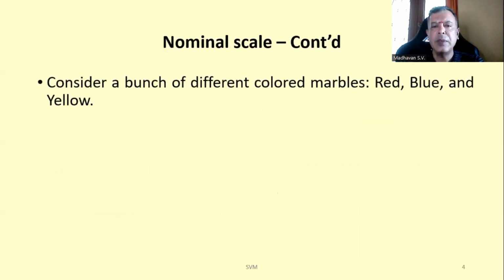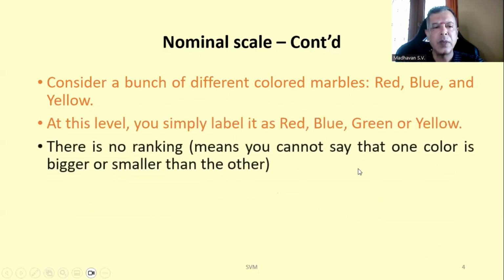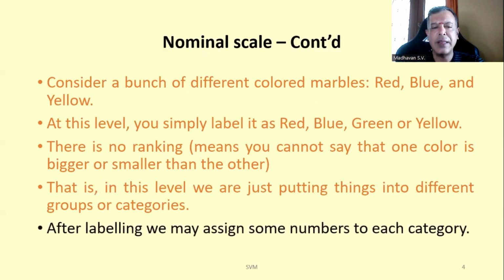For example, consider a bunch of different colored marbles, say red, blue, and yellow, or even green. At this level, you may simply label them as red, blue, green, or yellow. There is no ranking, meaning you cannot say that one color is bigger or smaller than the other. In this level, we are just putting things into different groups. That's all. We don't grade them in any way.